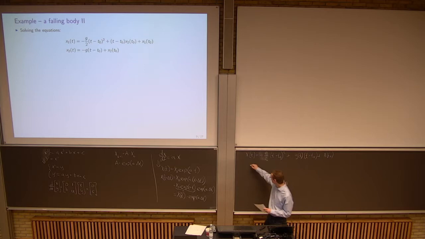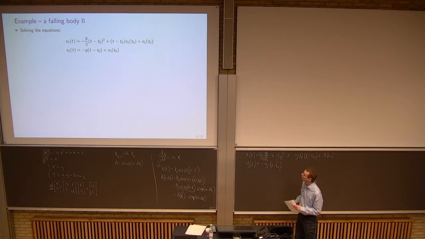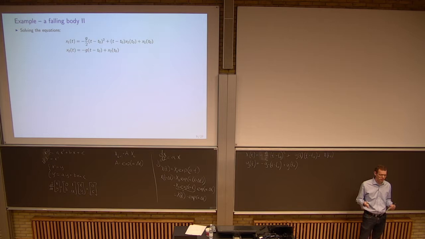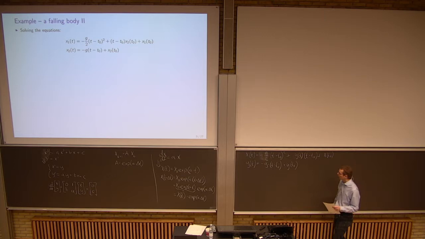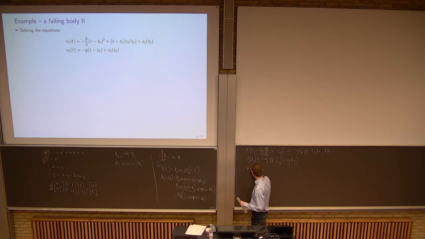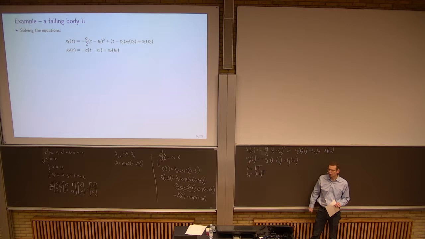So the speed y of t is equal to minus g times the difference in time plus the initial speed. So that's the continuous time description of the system. Now what we want to do is to do this in discrete time. So what we will do is that we'll look at t equals to k times the sampling period, and t naught is equal to k minus 1 times the sampling period. So, and then we will look at what happens then.